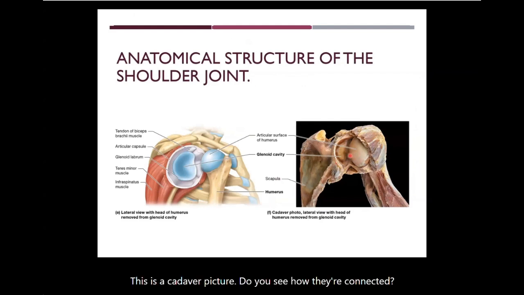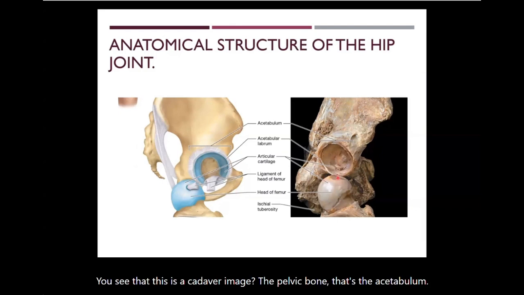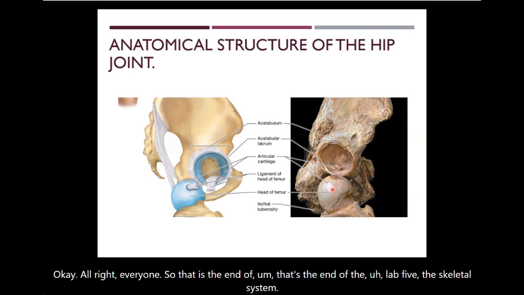This is a cadaver picture. Do you see how they're connected? And this is the acetabulum where the femur is connected. You see that? This is a cadaver image. That's the pelvic bone. That's the acetabulum. And that's the fovea capitis, the head of the femur that's connected to it. Okay? All right, everyone. So that is the end of Lab 5, the skeletal system.